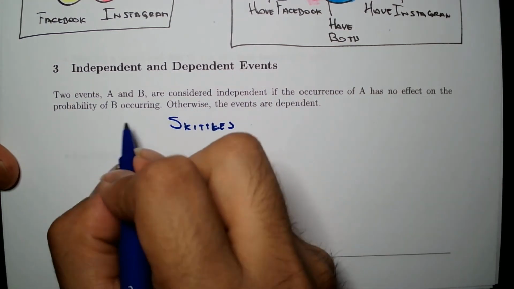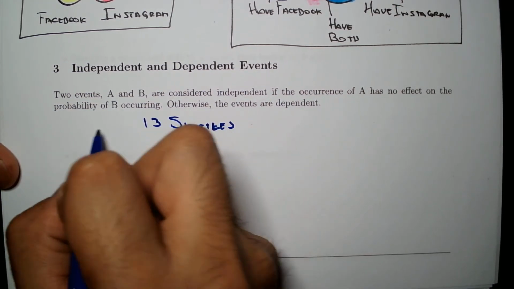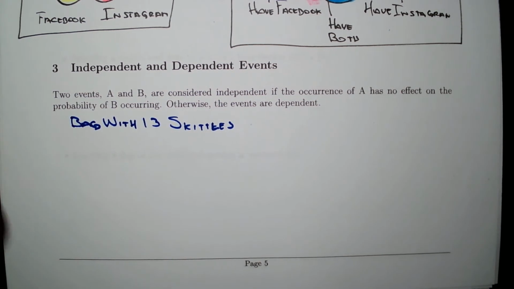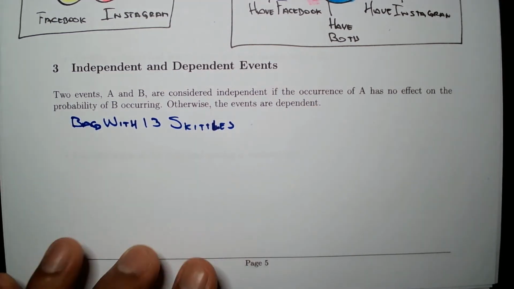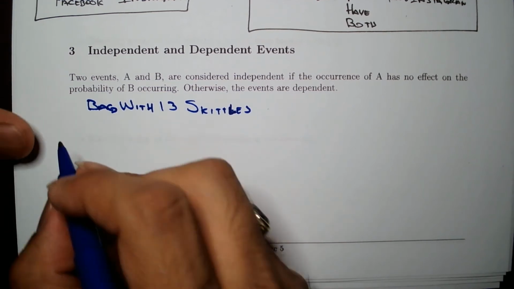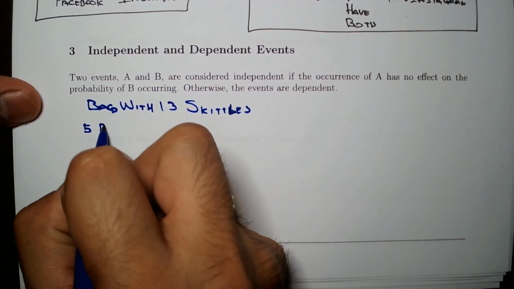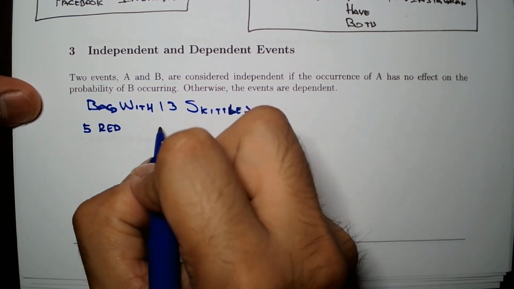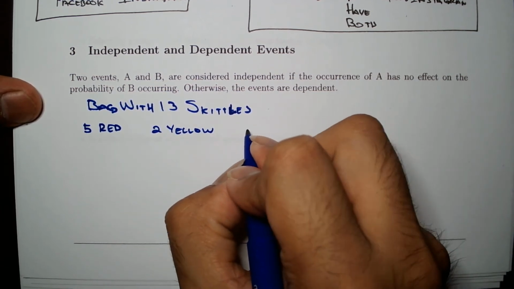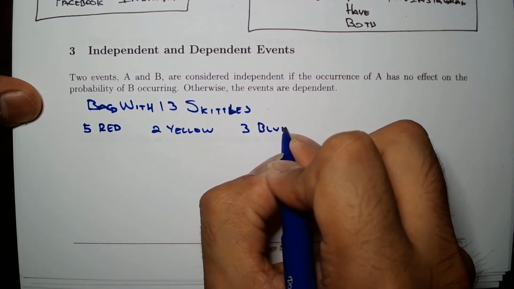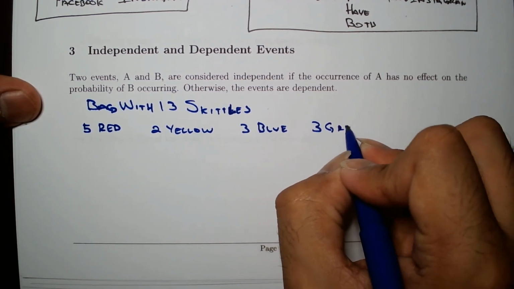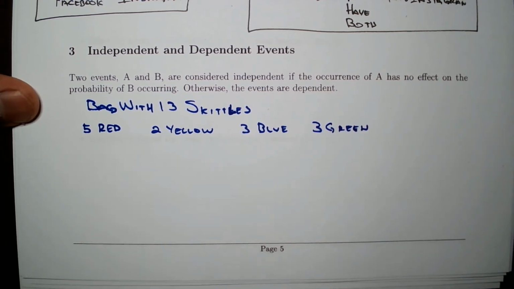So, I have a bag with 13 Skittles. All right. So let's see, I have 5 red. And I have 2 yellow. And then 3 blue. And 3 green. Okay, let's make them, I think they have more. So let's keep it this simple.